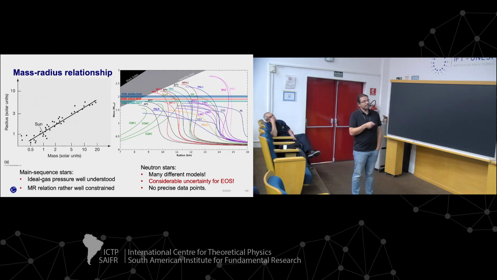At low densities, so low mass, large radius means low density, most of these curves collapse to some band with small uncertainty, and this is where we can do experiments, right? These are the low densities we can realize in the lab. But if we go to higher and higher densities, there is a large uncertainty. There are many different models that describe neutron stars. We do not really have precise data points, so we have this large uncertainty.